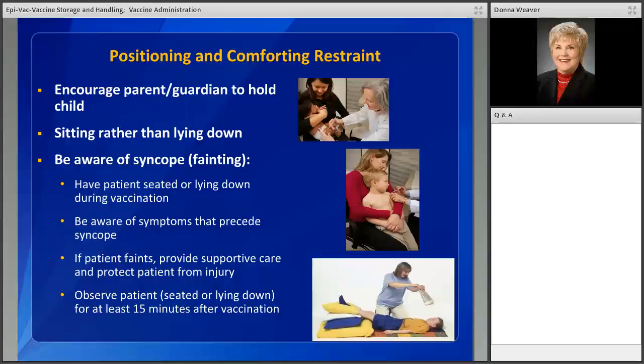Now, the ACIP also recommends that providers consider observing the patient, with the patient seated or lying down, for 15 minutes after vaccination. And that's really more for risk of fainting than it is for an allergic reaction, because if you do good screening, then allergic reactions are really quite rare.